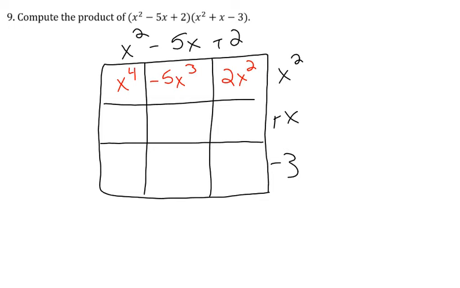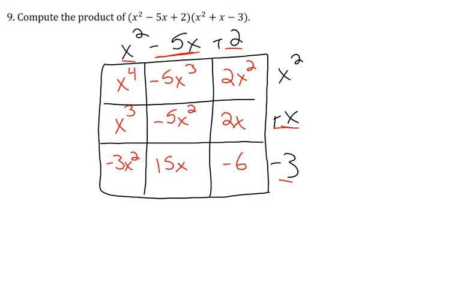x squared times x is x cubed. Negative 5x times x is negative 5x squared. 2 times x is 2x. And finally, x squared times negative 3, negative 3x squared. Negative 5x times negative 3 is 15x. 2 times negative 3 is negative 6.